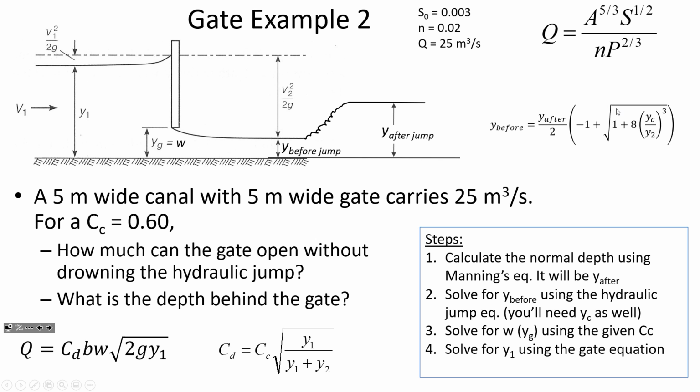So we're kind of working from the right side backwards. Solving for y after the jump with the Manning's equation, y before using the Belanger momentum equation for hydraulic jumps, solve for W using the coefficient of contraction, then solve for y1 using the underflow gate equation. Okay, so I'm going to pause for a few minutes, and this is one where I'd really be delighted if you're checking your answers with your classmates, working on this together. I've got the solution, so I'll circulate around and see if you want to verify your intermediate calculations along the way. But here's the step-by-step.